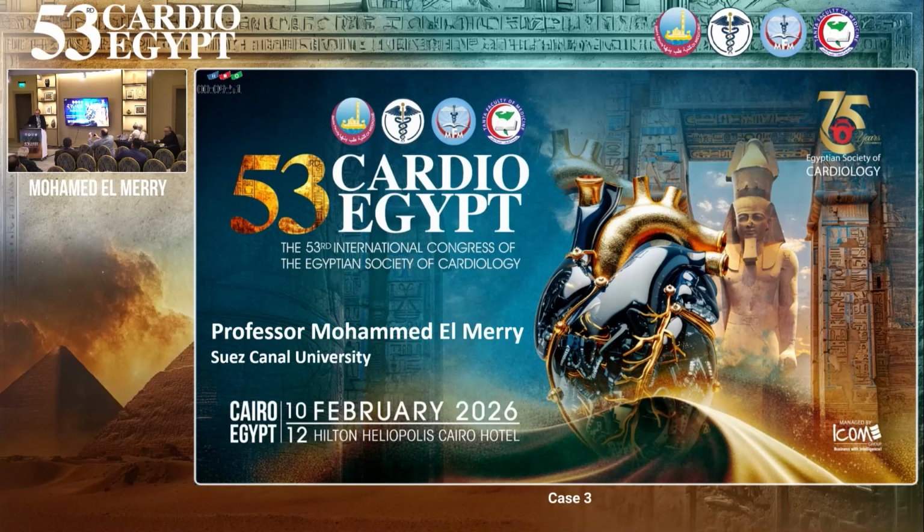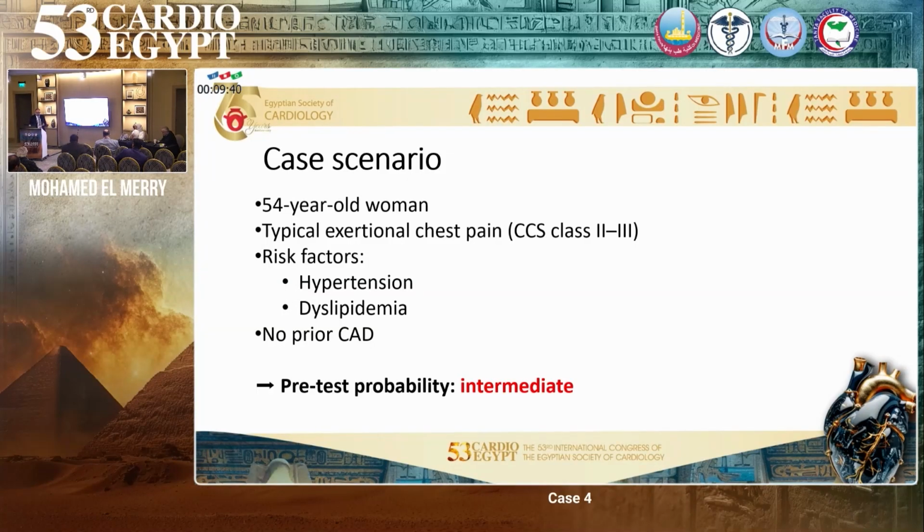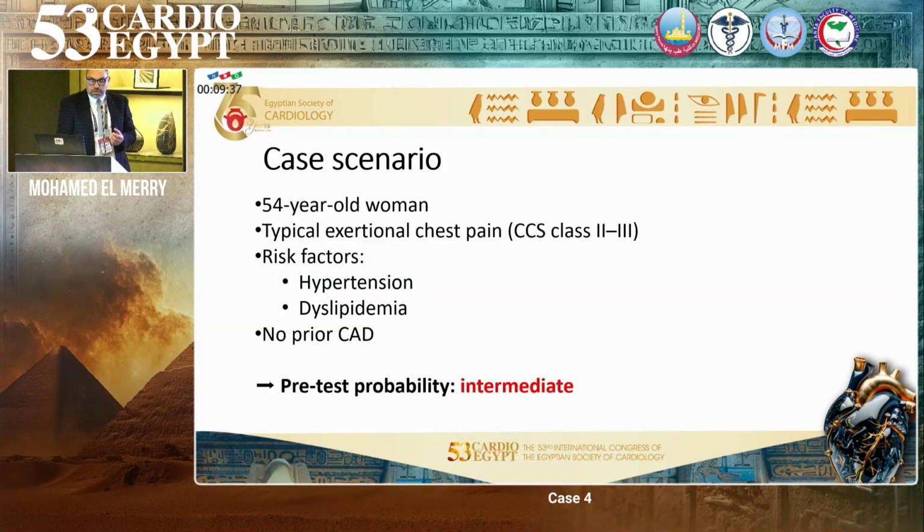My case today is a very simple case, but I want to give some facts in our nuclear medicine lab. This case is a 54-year-old woman presented with typical exertional chest pain, Canadian class 3. Risk factors: the patient is known to be hypertensive and dyslipidemic, with no prior coronary artery disease. So its pre-test probability is intermediate. And this is the main issue of today, that we will focus on the patient with intermediate risk probability of ischemic heart disease, and how to intervene with them.